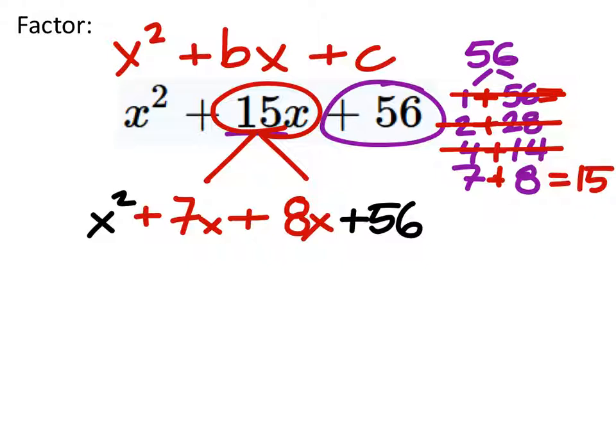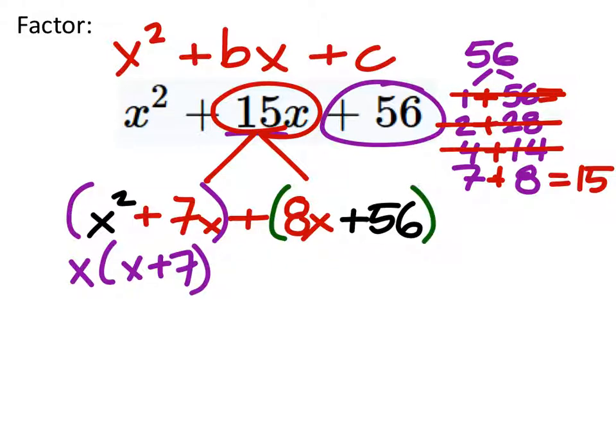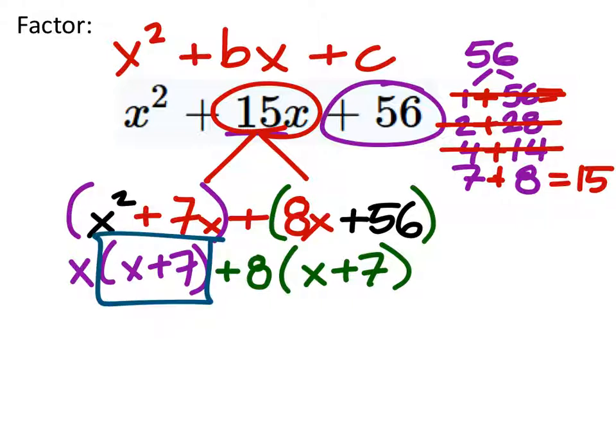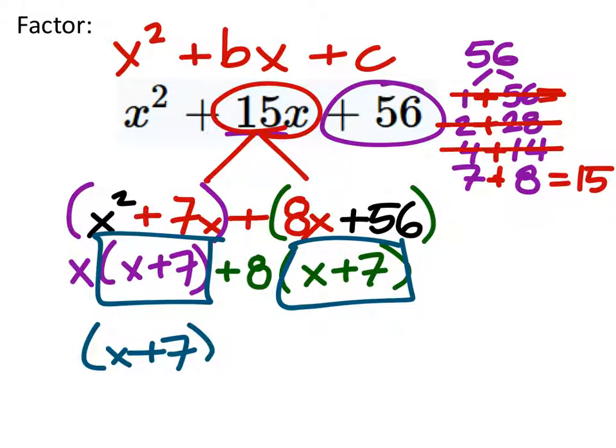Okay, well, just what we're used to, hopefully by now, is I've got this first set and I can factor out an x. So that gives me x plus 7 here. And then out of this set, I can factor out an 8, which would give me x plus 7. And from right here, I can factor out from both of these terms an x plus 7. And what am I left with? Yeah, x plus 8.